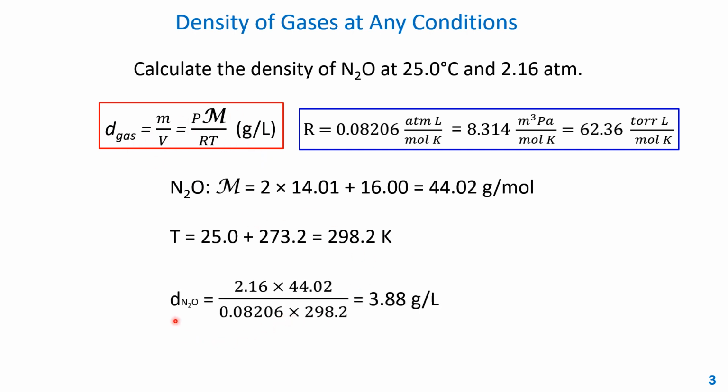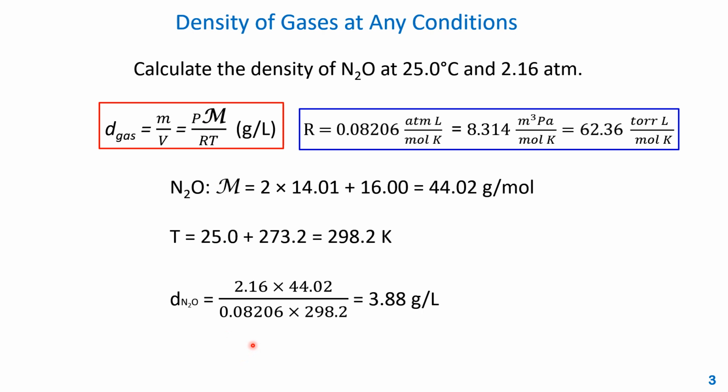Now we can plug into this formula. So we have the density equals, this is the pressure in atm. Since we use atm here as the pressure, R will be 0.08206. So you see that's R here.